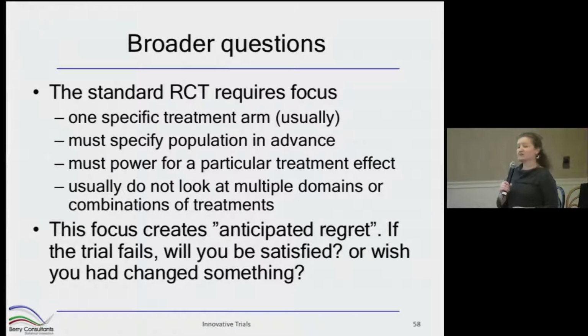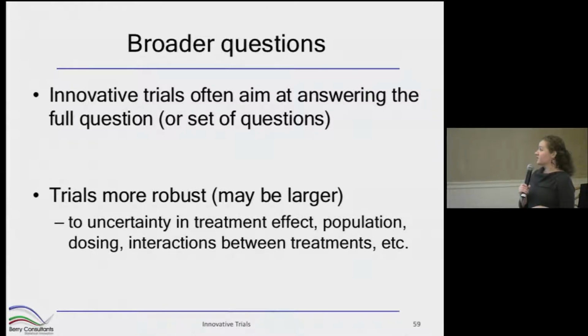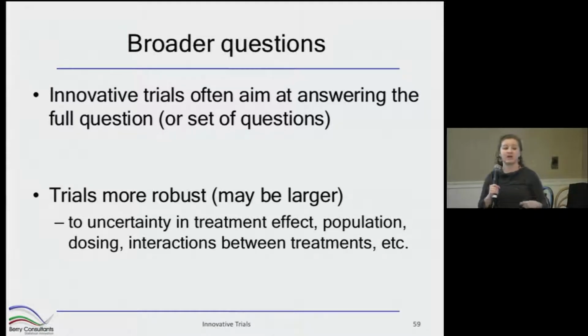And if we can think about those things in advance, then we can make those changes to our design up front to help reduce that anticipated regret. So innovative trials, rather than focusing on a small question, often aim at answering a bigger question or a set of questions. Because of this, we can broaden our focus so that we're not just looking at a single population or a single dose. And this makes our trials more robust, meaning that we're robust to some of these uncertainties.